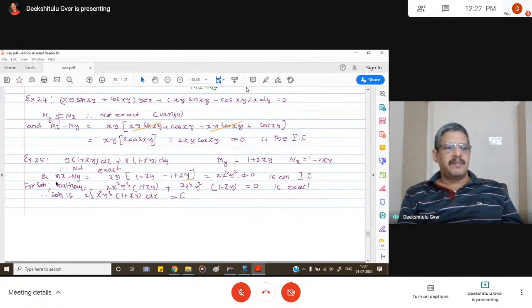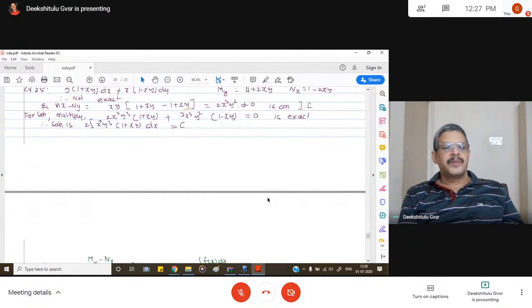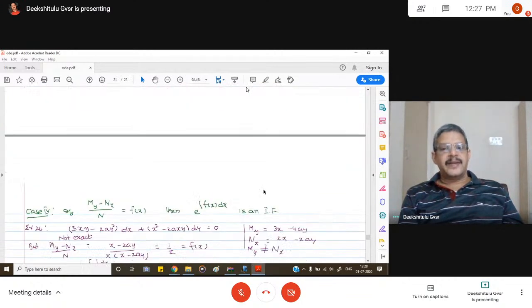And check whether Mx minus Ny is equal to 0 or not. Mx minus Ny is xy into 1 plus xy, minus xy into 1 minus xy. So the 1 cancels out, and we get 2x square y square, which is not equal to 0. Hence the integrating factor is 1 by Mx minus Ny. Okay, that's how it happens.